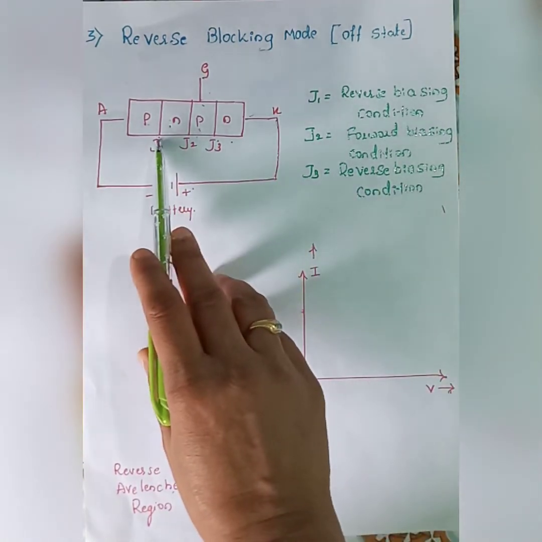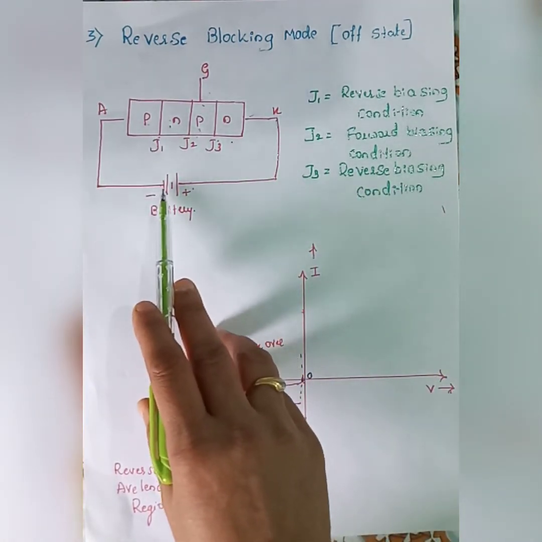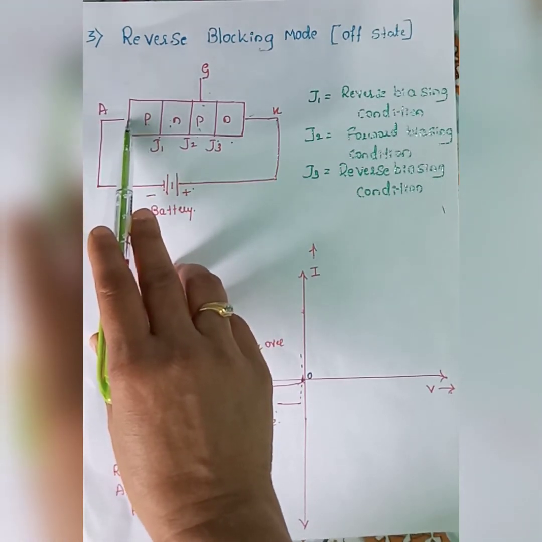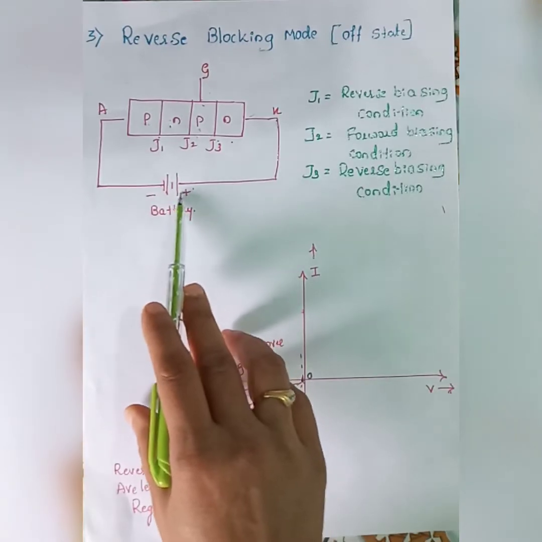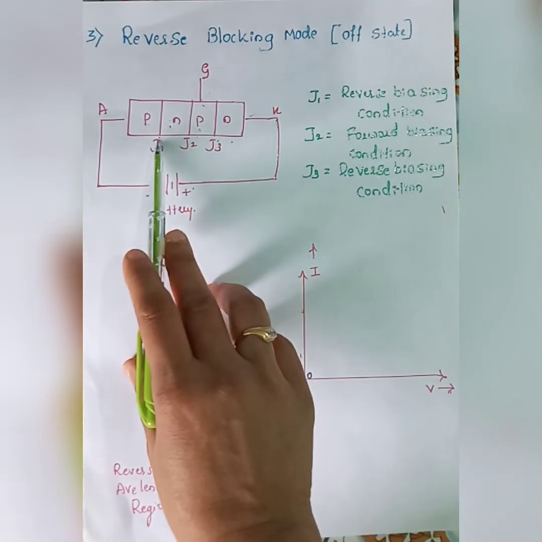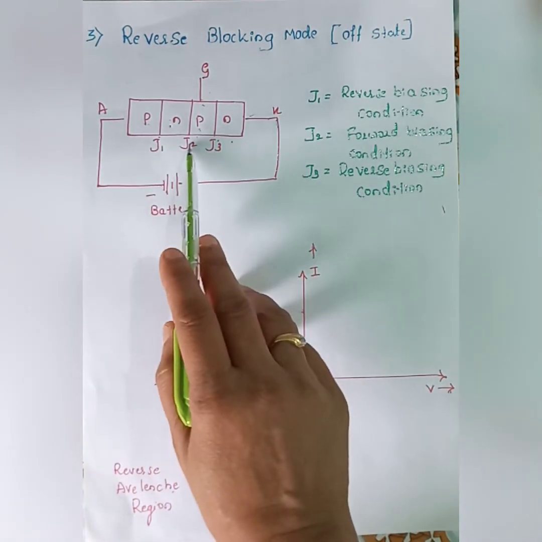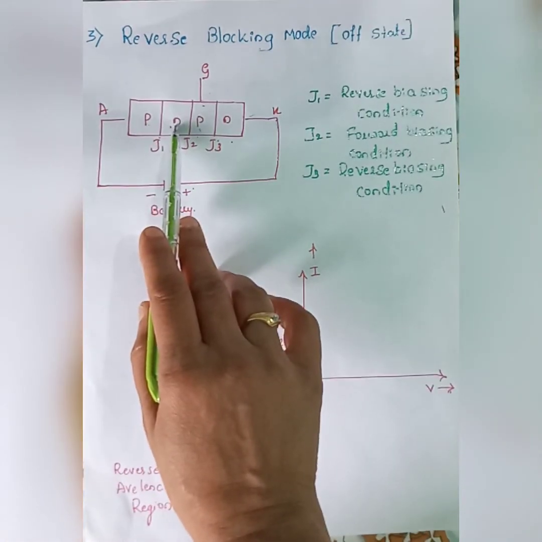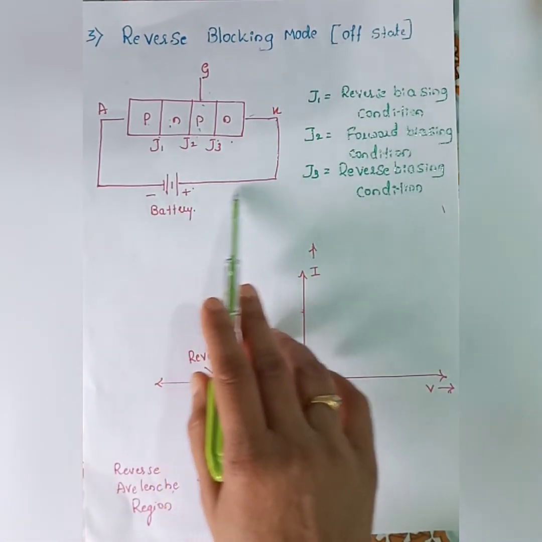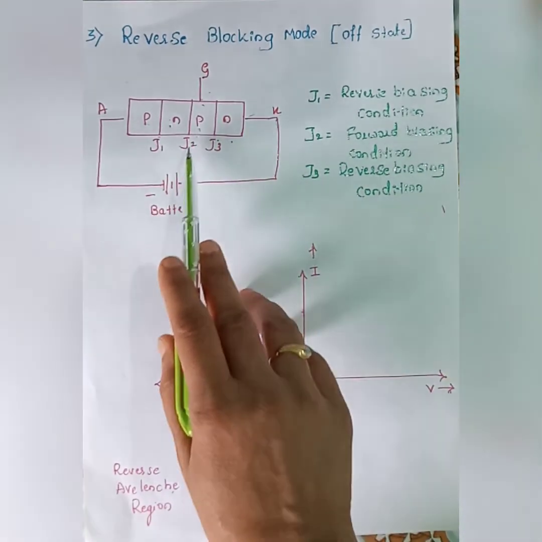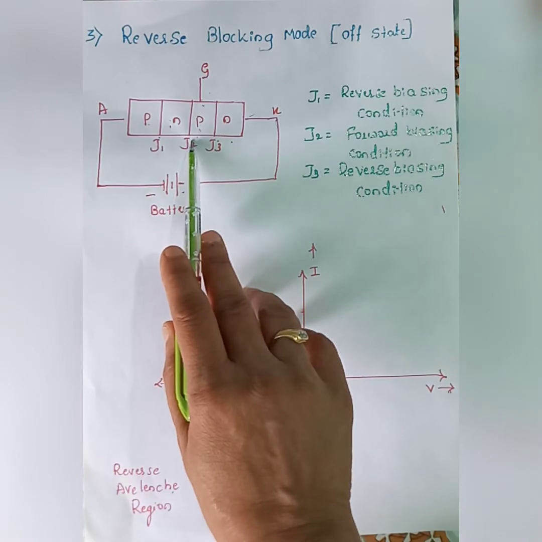Here J1 is reverse biased because the negative terminal of the battery is connected to the P type of the semiconductor, and the positive terminal of the battery is connected to the N type of the semiconductor. That's why junction J1 is in reverse biasing mode. And for junction J2, the negative terminal of the battery is connected to the N type of the semiconductor, and the positive terminal of the battery is connected to the P type of the semiconductor.